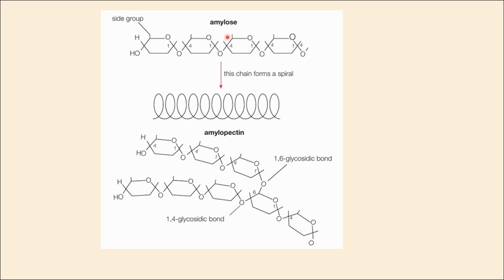In amylose, there are no 1,6 glycosidic bonds, so there are no branches and it tends to form a spiral shape. On the other hand, amylopectin has both 1,4 and 1,6 glycosidic bonds, which allow it to have branches.